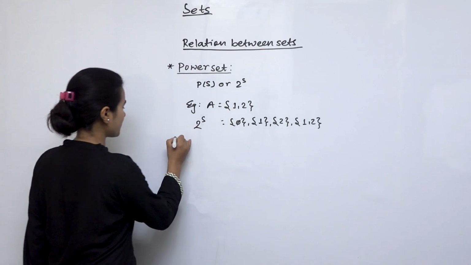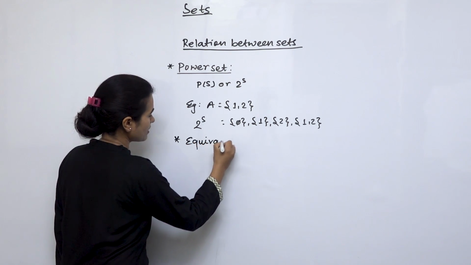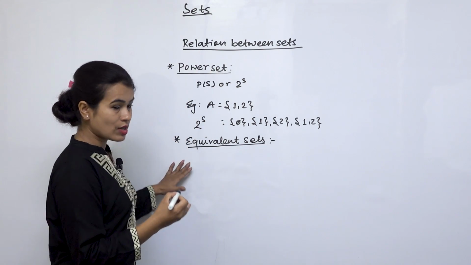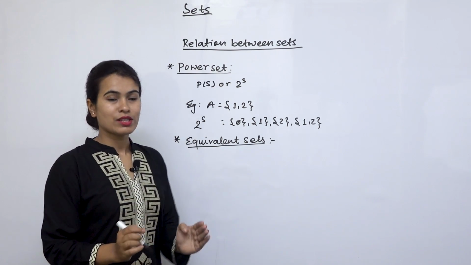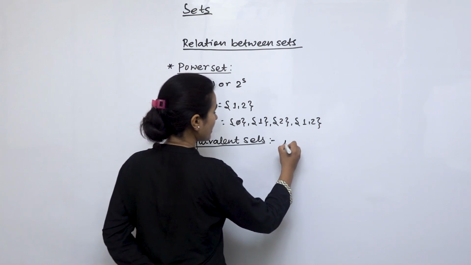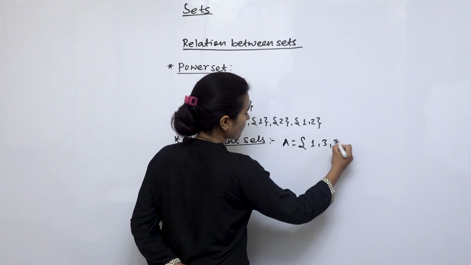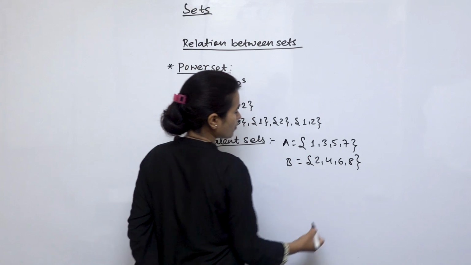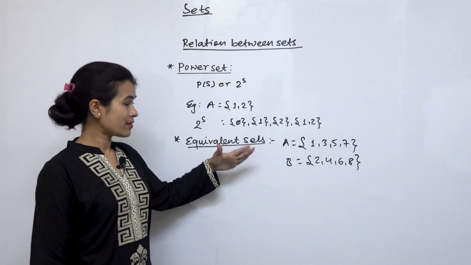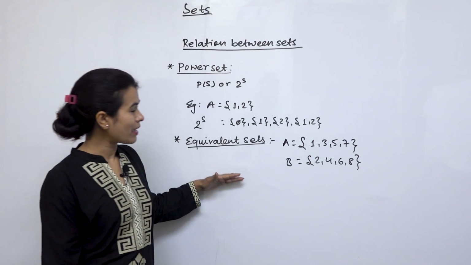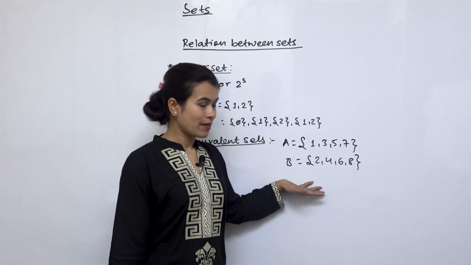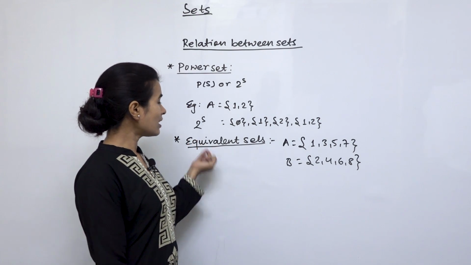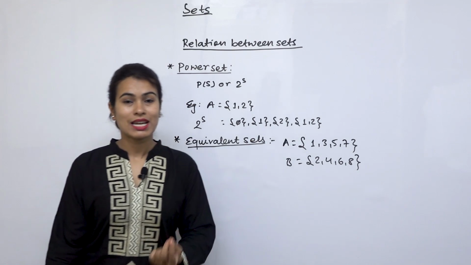Now equivalent sets. Two sets are said to be equivalent sets if the cardinal numbers of both the sets are the same. For example, in set A we have 1, 3, 5, 7, and in set B we have 2, 4, 6 and 8. To be equal sets, there should be the same cardinal number as well as all the members must be the same. But in equivalent sets, only the cardinal numbers of the sets are the same. Here in set A we have 4 members, and in set B we also have 4 members. So the cardinal numbers of both the sets are the same. That's why these two sets are equivalent sets.